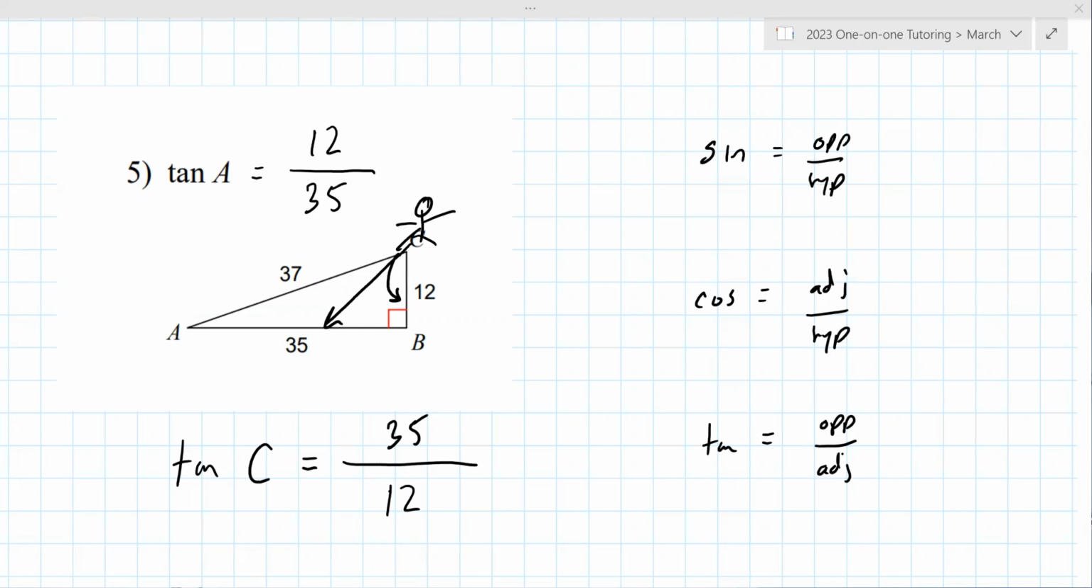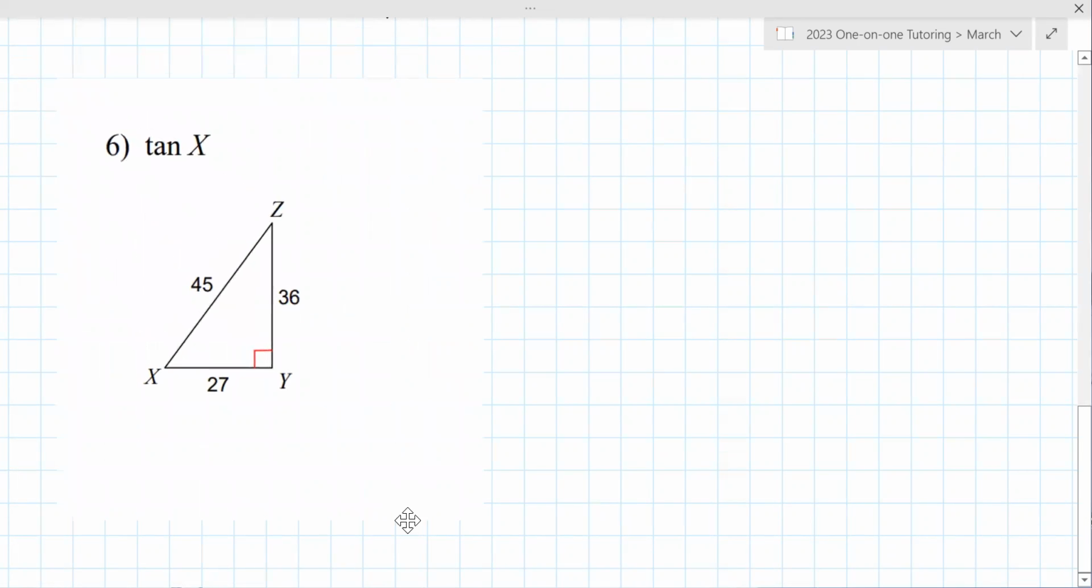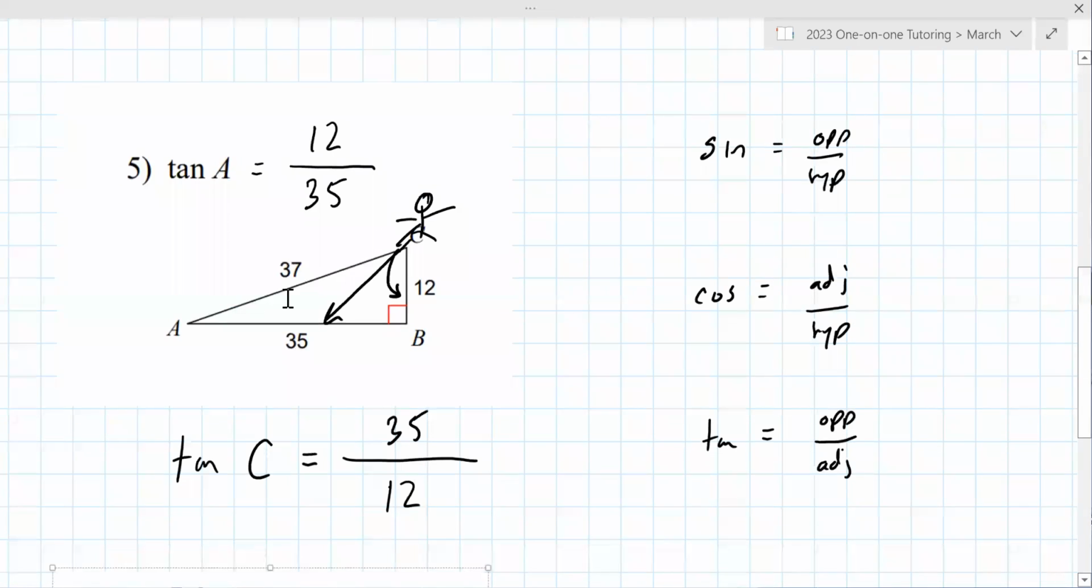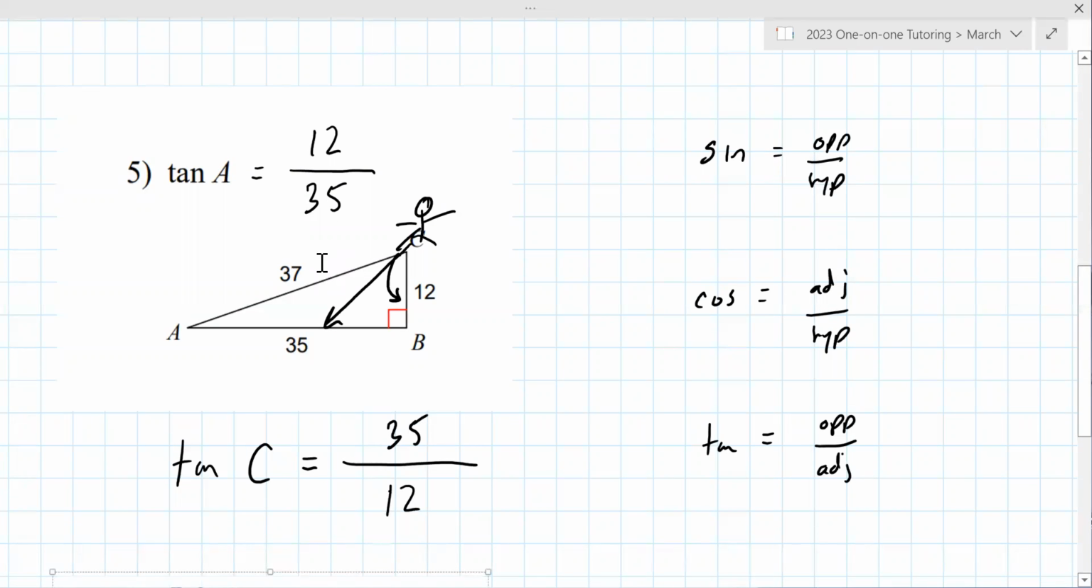Are you getting this down in your notes? So if I ask your dad later to look at your notes, he's going to see problem 5. Okay, I'm going to ask him later about it.